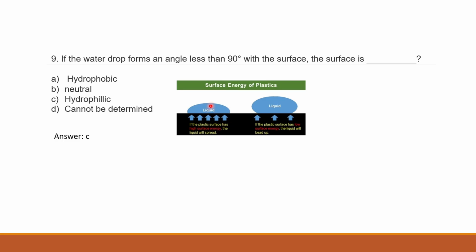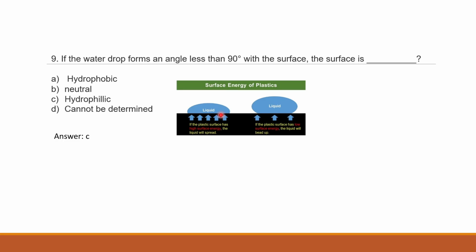Then your liquid will spread. That means there is less space between the liquid and your surface, so it's trying to go and spread on it. That means the surface is hydrophilic. So it's water loving. Hydrophilic means water loving.